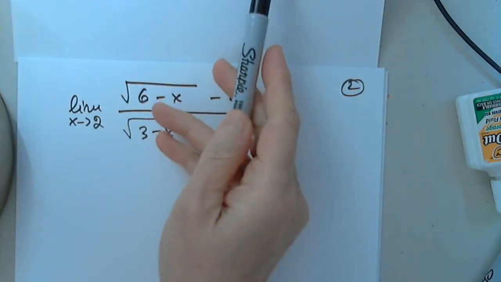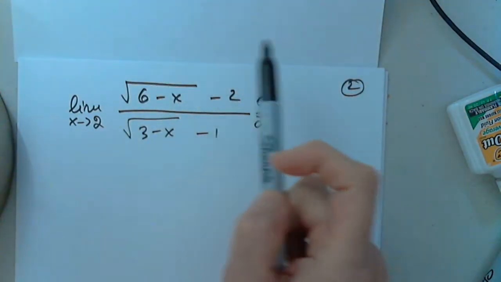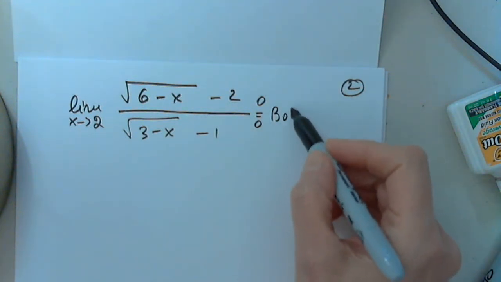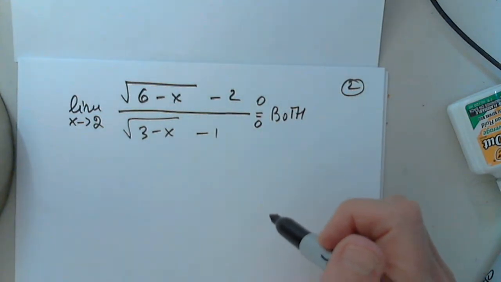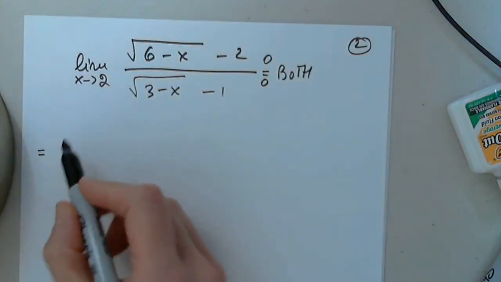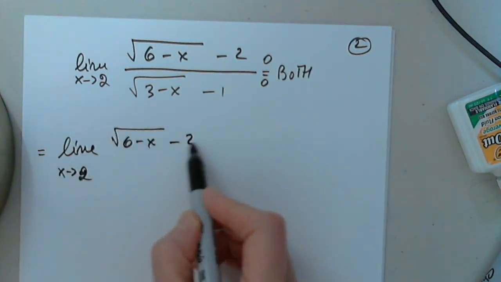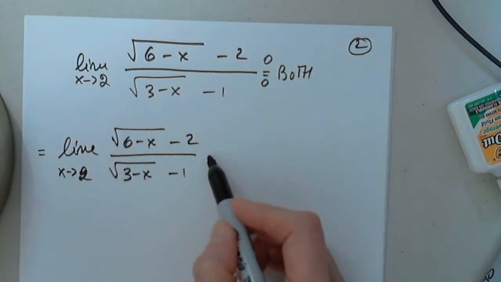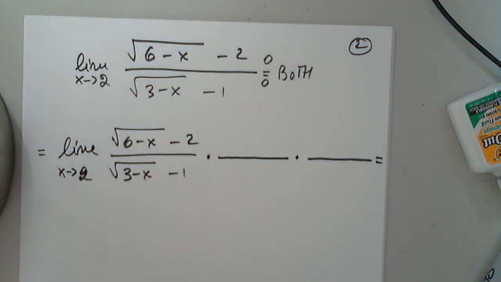So how do I answer this question for this situation? Do I rationalize the numerator or the denominator? The answer is both. I have no choice. So when I rationalize the numerator, what do I rationalize it by? I have to write the limit again. The conjugate? Yes, very good indeed, with the conjugate.